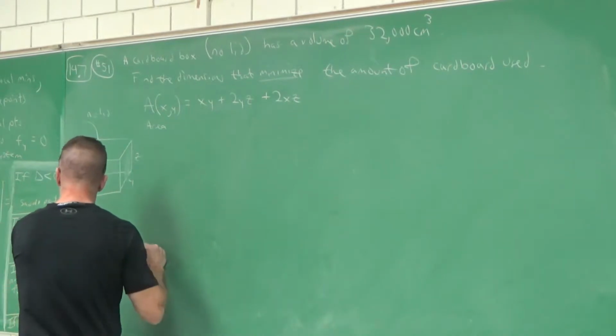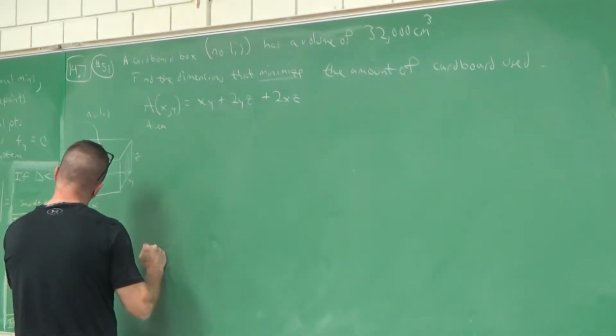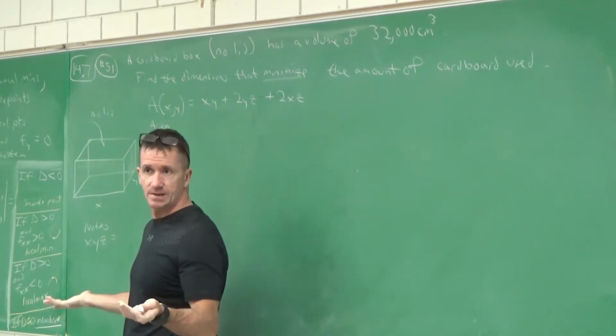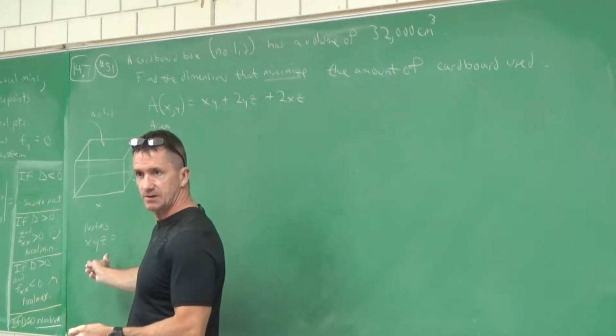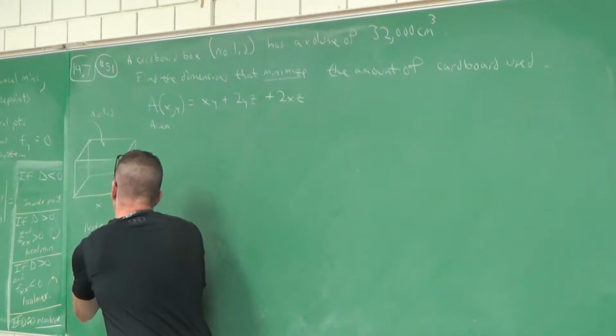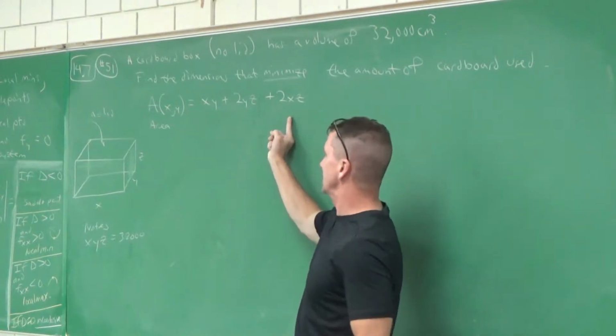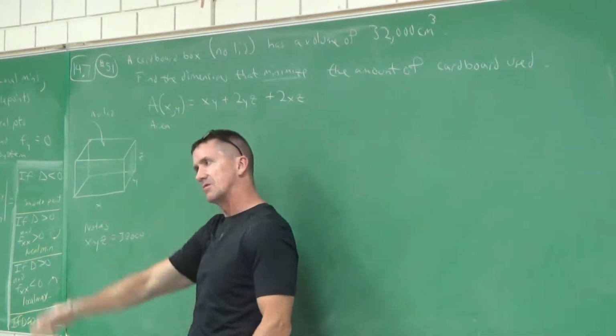So over here are my notes. Volume is length times width times height. So X times Y times Z must equal 32,000. Aha, and there we go. Can't we substitute something into this? So we get this thing all in terms of X and Y, and then we can roll.